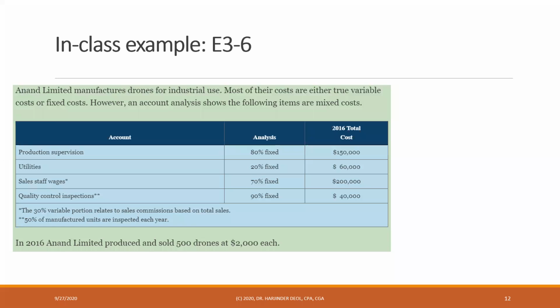So we have production supervisors. Total cost in 2016 was $150,000. Out of that, 80% is determined to be fixed, meaning the other 20% must be variable. Utilities cost is a total of $60,000, 20% fixed and the remaining 80% variable. Sales staff salaries are $200,000, 70% of that is fixed, and quality control inspection is $40,000, where 90% is fixed.